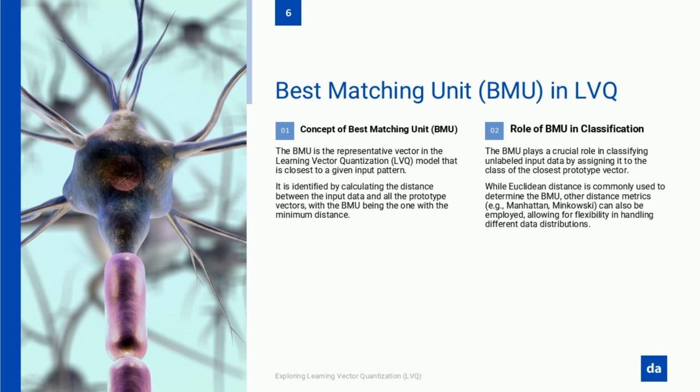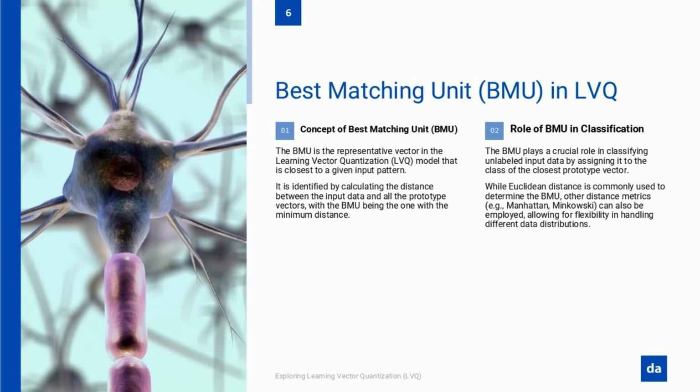But here's where it gets really clever. The BMU doesn't just classify and move on. It adjusts itself every time it makes a decision. If the BMU correctly classifies an input, it moves even closer to that data, improving its representation over time. If it misclassifies, it shifts away, ensuring that future classifications are more accurate. This is what makes LVQ so powerful. It's constantly learning and refining itself, unlike KNN, which just stores data and never improves.